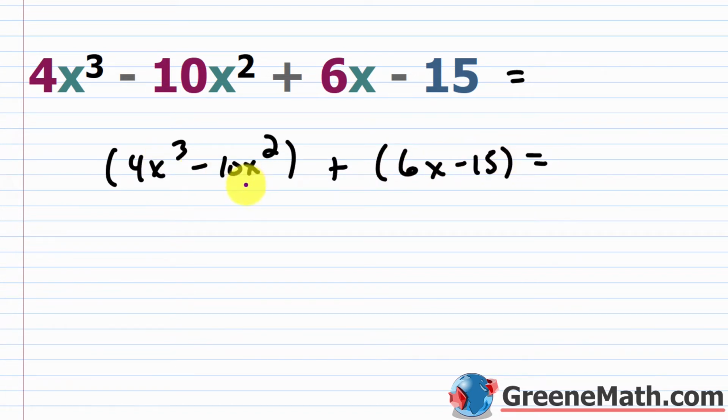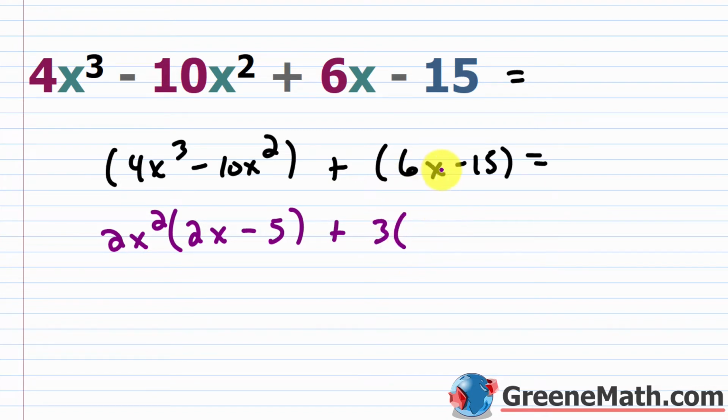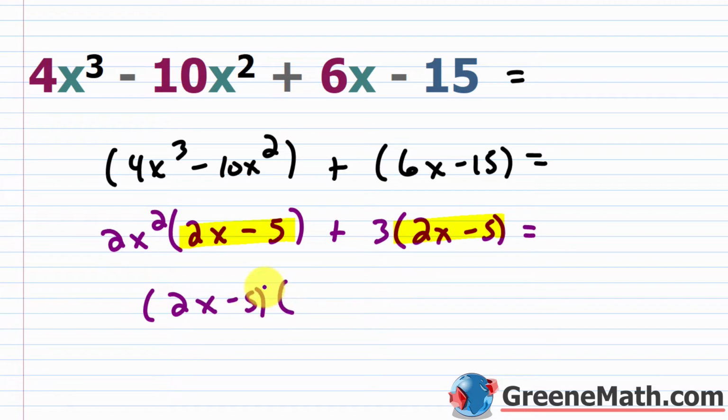And again, from the first group, what can I pull out? Well, I can pull out a 2x squared. So 2x squared. Inside, I'm going to have 2x and then minus your 5. And then plus, from this group right here, I can pull out a 3. So just a 3. And inside, this would be 2x and then minus 5. So again, I have my common binomial factor of 2x minus 5. If this is being pulled outside, you'll have your 2x minus 5 times the quantity 2x squared, that's going to be from here, then plus your 3, that's going to be from there.